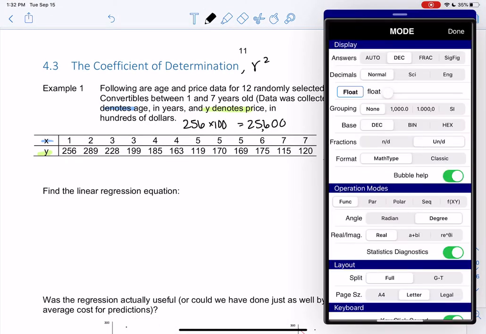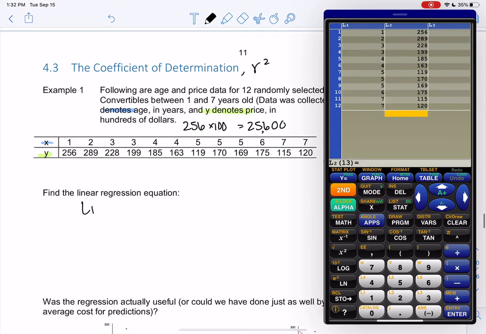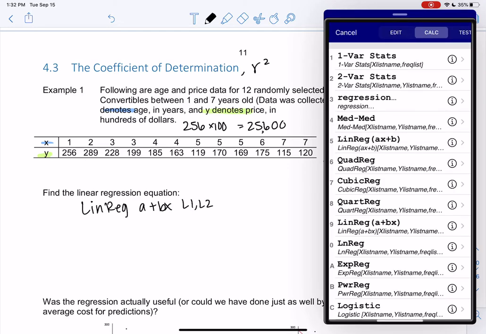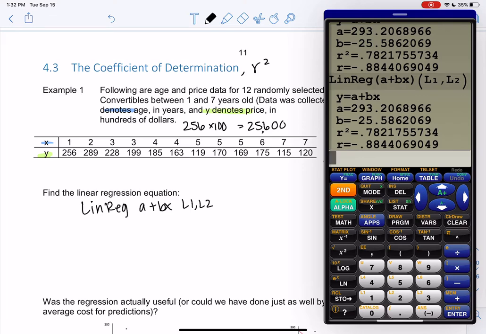Oops, I already did it. Ignore that. So go to stat, enter the data. And then you're going to go down to that linear regression, a plus bx, and then remember to tell it to look at L1 and L2. And you get what's above. If you don't have r and r squared, we're going to turn those on in a second, so don't freak out. But you do need those in a second.